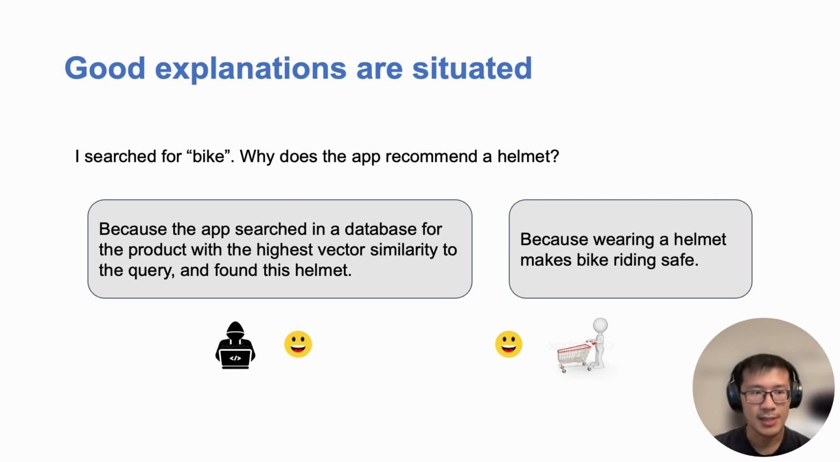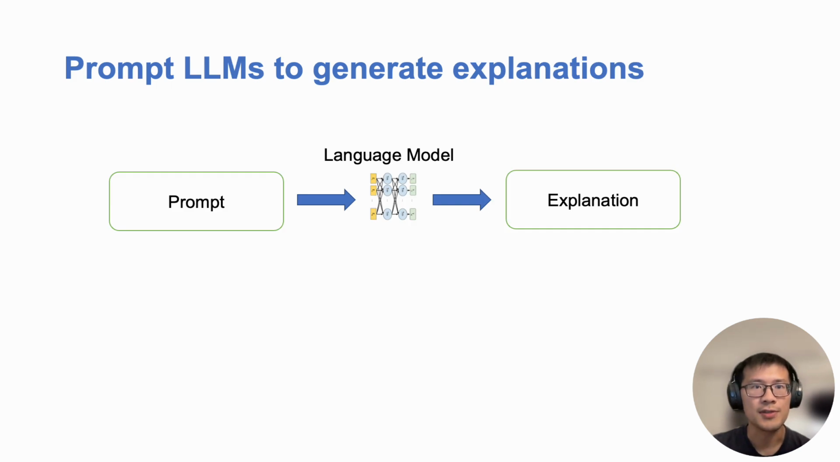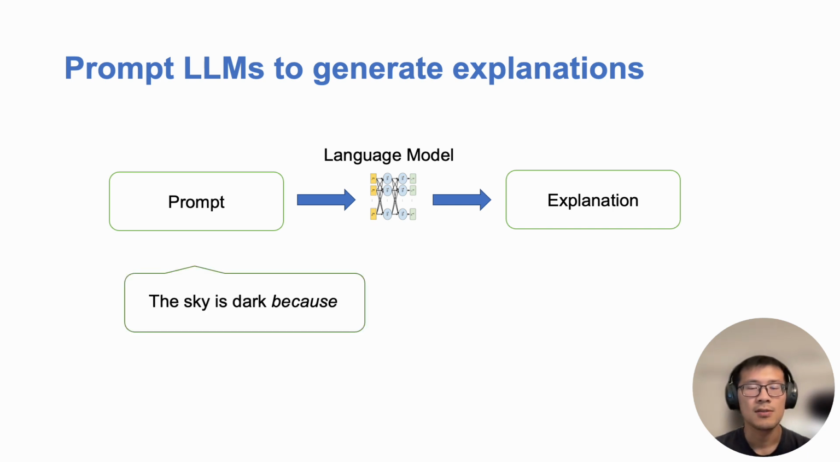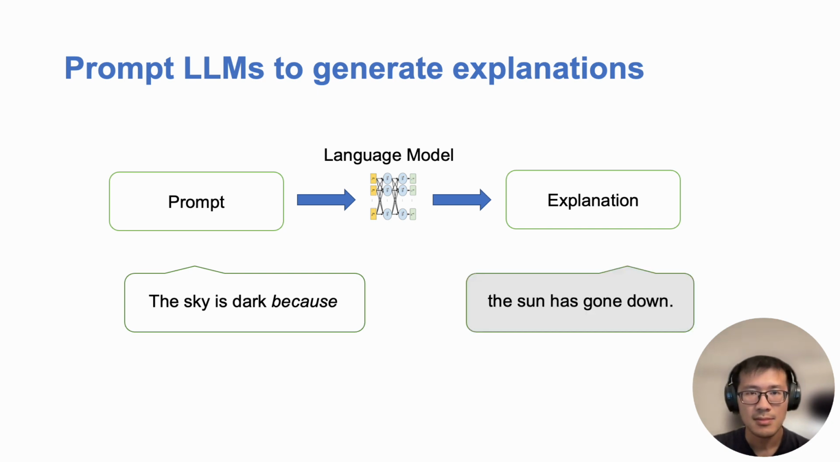But the problem remains how to generate this kind of explanations. We can use large language models. To use large language models to generate explanations, we first describe the phenomenon into the prompt, and also we append a functional word because after this phenomenon. The language models can generate some explanations that follow the flow of the prompt. For example, when we prompt GPT-3 with "the sky is dark because," it can write "the sun has gone down."